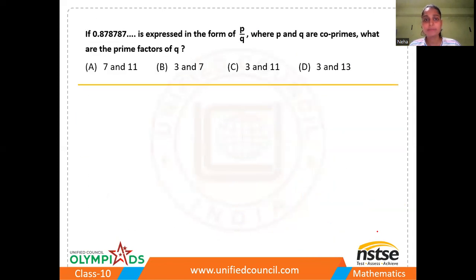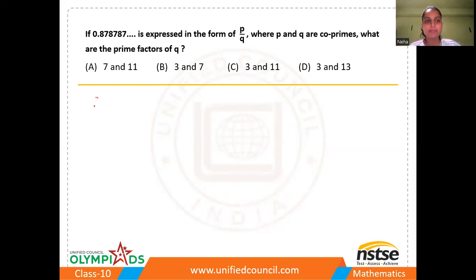Perfect. Now the next one. Alright, this is the next question. The next question says that if 0.878787 is expressed in the form of P by Q, where P and Q are co-prime numbers, then what are the prime factors of Q? I think this question is very easy. This question belongs to chapter number 1, so just try to solve it.